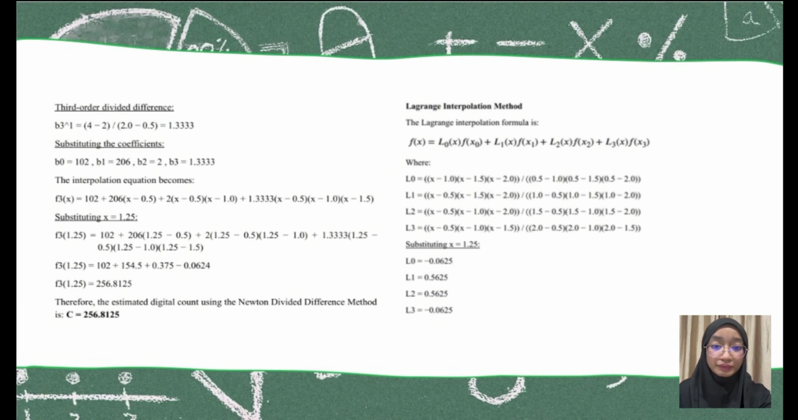So, substituting x equal to 1.25 for the Lagrange coefficients, L0 is 0.0625, L1 is 0.5625, L2 is 0.5625, and L3 equal to negative 0.0625.